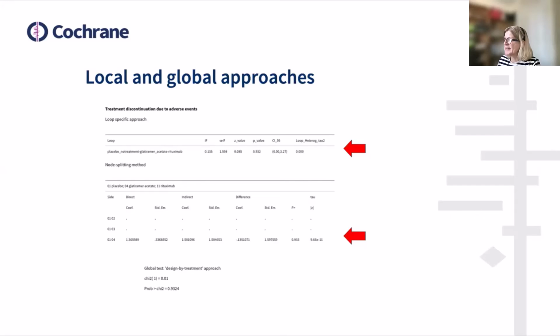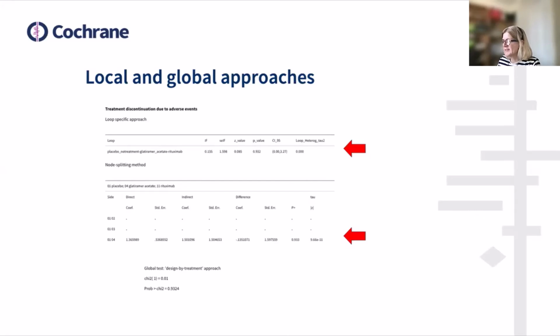This approach compares the direct evidence with all the indirect evidence in the network. So, for the comparison of placebo with glatiramer acetate, interventions 1 and 4, the direct evidence gives a result of 1.37, and the indirect evidence gives a result of 1.50. As before, these are on a log scale. The actual odds ratio of the direct evidence is 3.92. Again, with the node splitting approach, the inconsistency does not appear to be significant. P is 0.933.